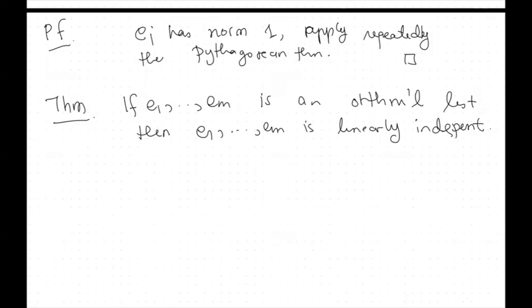Now let us define what we call an orthonormal basis. Basically, if we have an orthonormal list, we can also define the concept of an orthonormal basis. Of course, this is a basis where every vector is of norm 1 and orthogonal to the other vectors. So here an orthonormal basis is an orthonormal list that is also a basis.